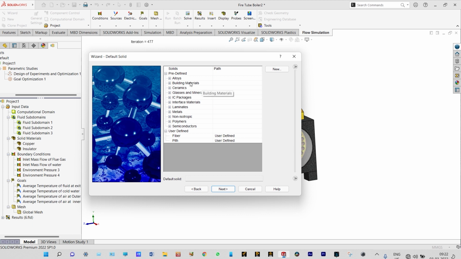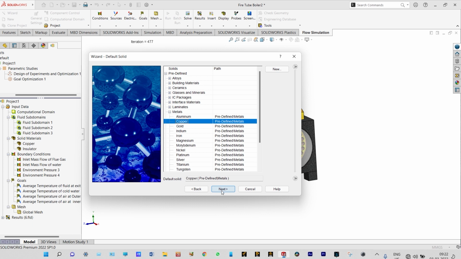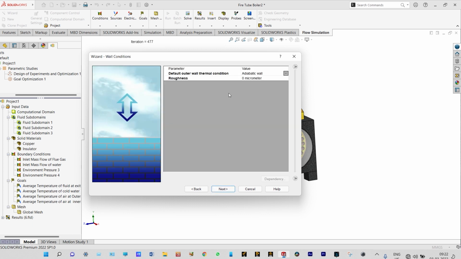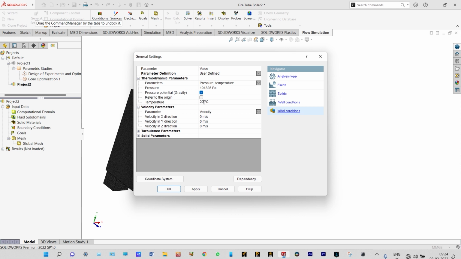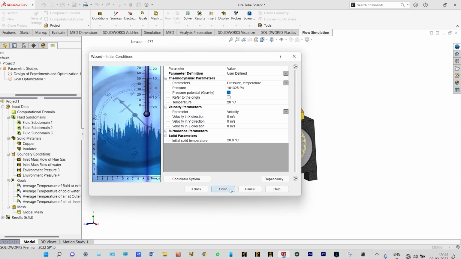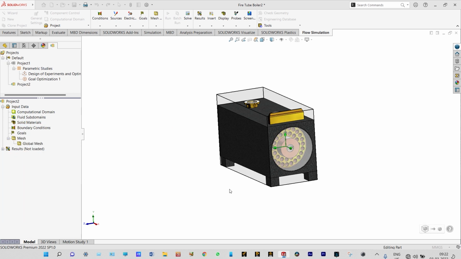Next, we need to select materials. Materials are made of copper and insulators, right? Let us select copper for metals, and insulators will be selected during application of boundary conditions. In this case, we are considering default outer wall thermal conditions and roughness. Finally, we need to select thermodynamic parameters with pressure as 101325 Pascal and temperature as 30 degrees centigrade, that is normal temperature. The solid parameters will also be the same, 30 degrees centigrade. Let us finish this. Now it is showing the computational domain.